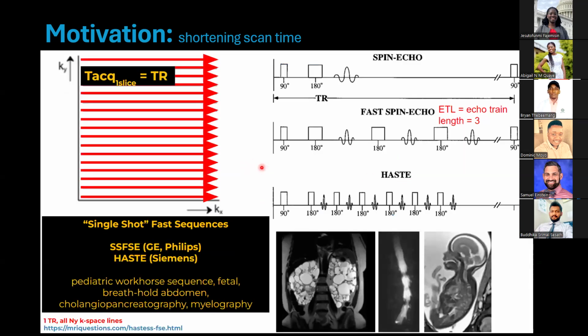Moving even faster, we can go to the single shot fast spin echo technique. Rather than the original one where we're only acquiring one echo, or the fast spin echo, where we're acquiring an echo train length of 3, now we have the single shot fast spin echo technique, where we acquire all 180-degree phase encodes in a single TR. So this is super fast, even without parallel imaging, and we use it a lot in the abdomen or in fetal imaging. You might know this as HASTE on the Siemens scanner, or SSFSE on GE and Philips. So these are all ways to go fast.